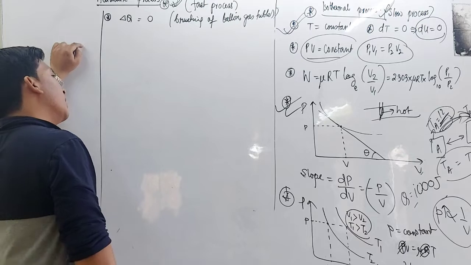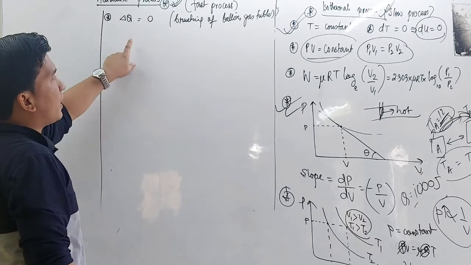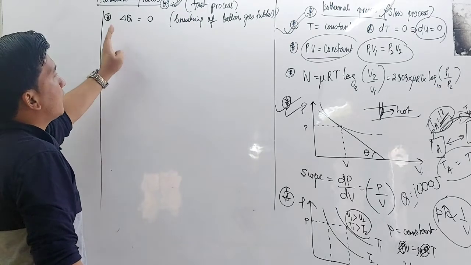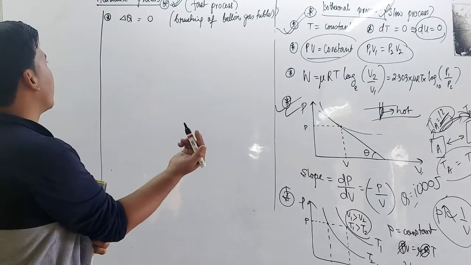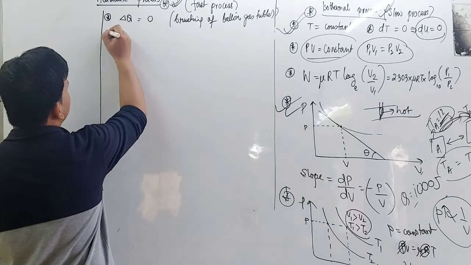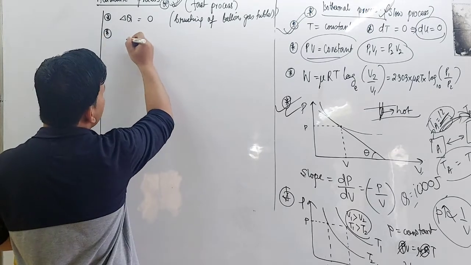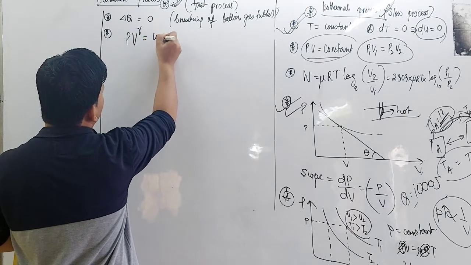Adiabatic process is the simple process where the process will be very fast, and due to the fast nature of this process there will be no time for exchange of heat between the surrounding and the system. Next, the equation of state, this is very important. PV raised to power gamma is equal to constant.